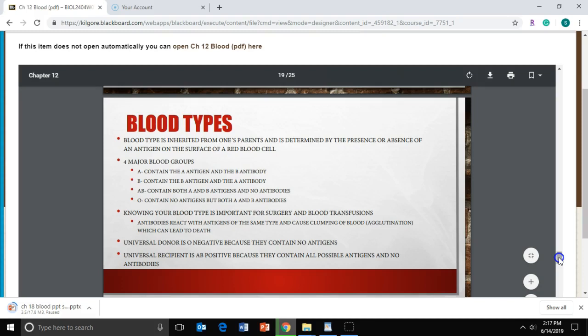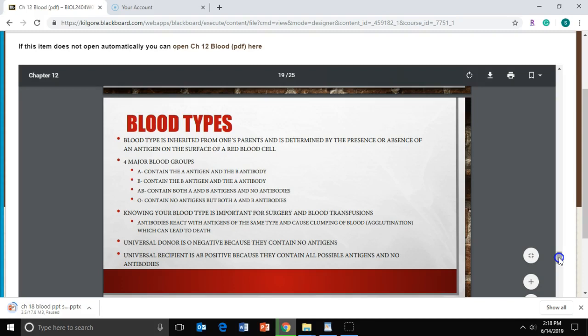The universal donor is O negative. Now that gets us to another type of antigen on the surface. Negative means you do not have the antigen we call Rh. And so an Rh antigen is going to be one that causes a person to have positive blood. If you don't have the Rh factor, you have negative blood.